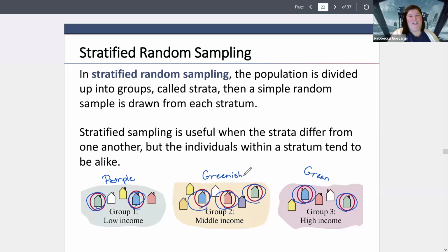Maybe they're greenish. They lean that way, but they're not really that way. So there's going to be something different about each one of these groups, so we want to make sure we sample from each one of them. They are different income levels, but the people in that income level tend to be alike in a lot of other ways.